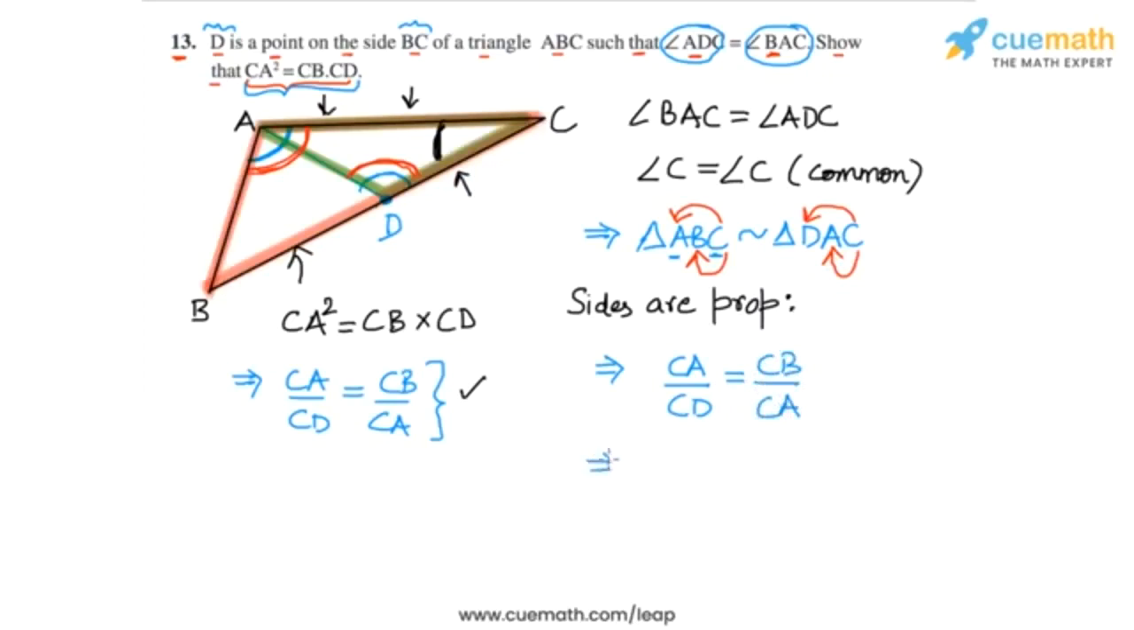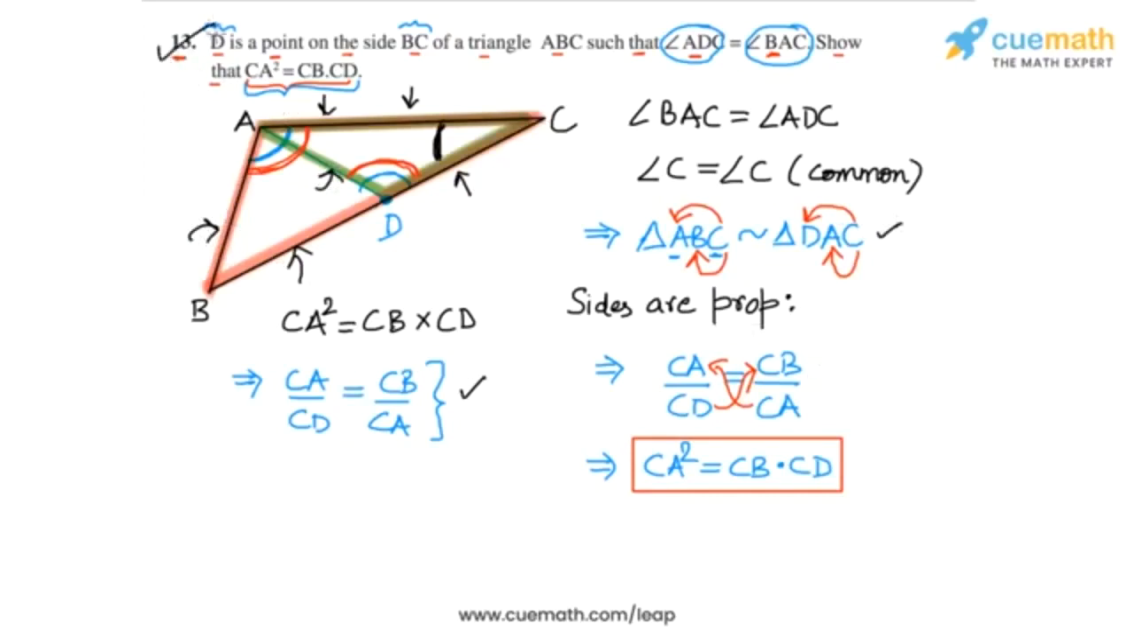And now we simply cross multiply. We take CA here and CD on the right side, and this gives us CA square is equal to CB into CD. So this is what we had to prove: CA square is equal to CB into CD. The proof basically relied on a simple thing we had to show, which is that triangle ABC and triangle DAC are similar. Okay, so that completes question number 13.